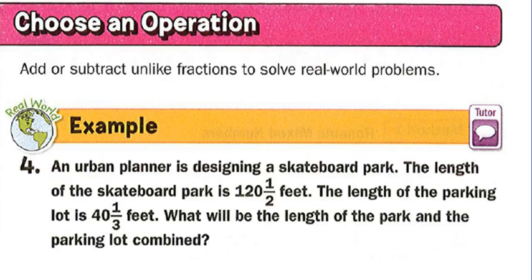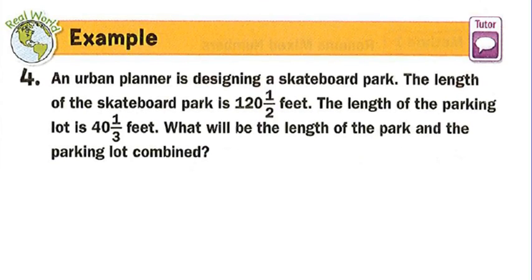Last example, we are going to do a real-world problem. An urban planner is designing a skateboard park. The length of the skateboard park is 120.5 feet. The length of the parking lot is 40 1/3 feet. What will be the length of the park and the parking lot combined?